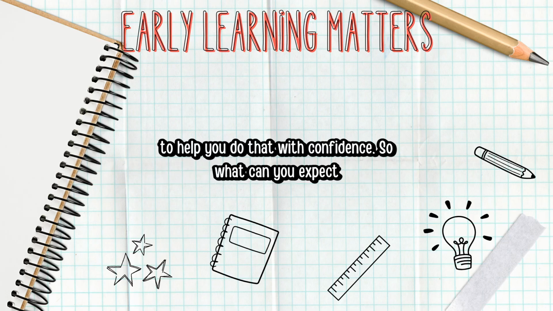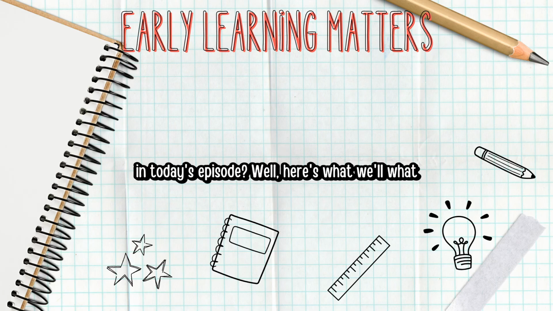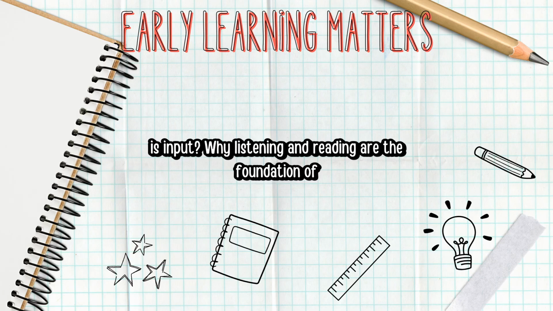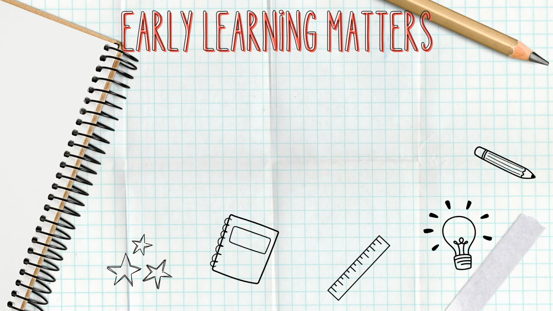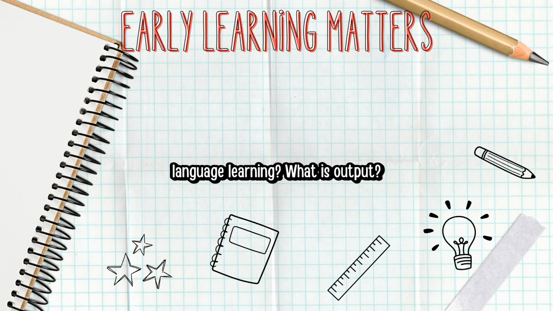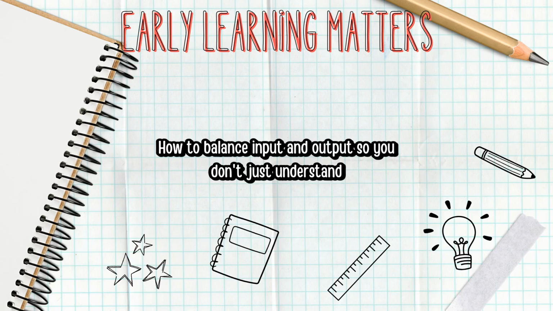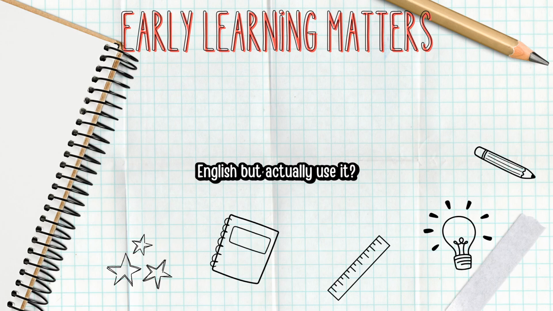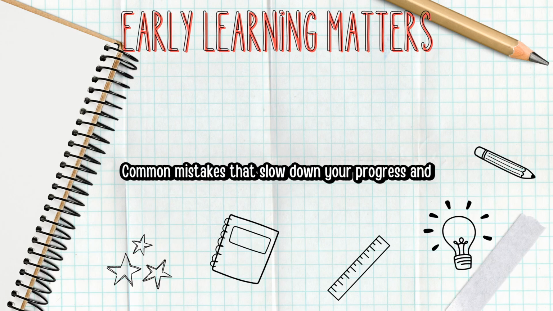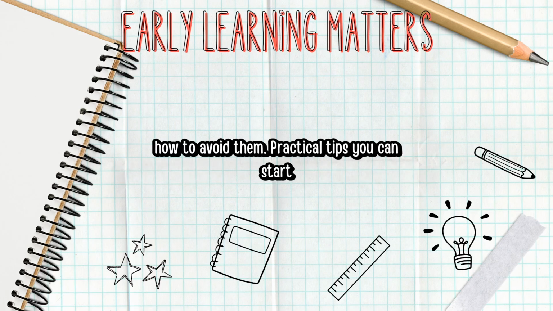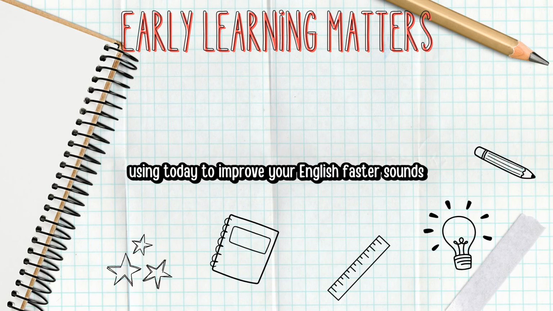So, what can you expect in today's episode? Well, here's what we'll cover. What is input? Why listening and reading are the foundation of language learning? What is output? How speaking and writing help you become fluent? How to balance input and output so you don't just understand English, but actually use it? Common mistakes that slow down your progress, and how to avoid them. Practical tips you can start using today to improve your English faster.